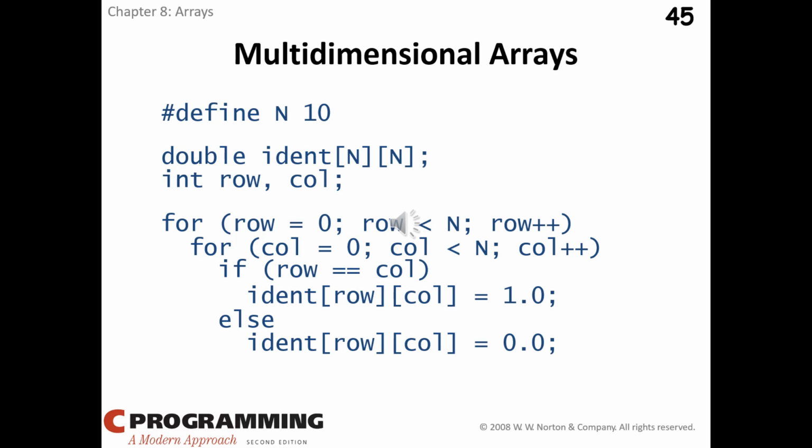So here's the implementation of the explanation that I've given before. This is how you can print an identity matrix using multi-dimensional arrays. You can try this code on your own compiler and see what the output of this program will be.